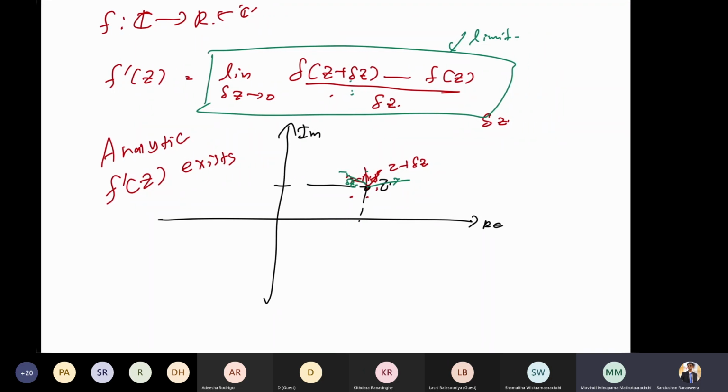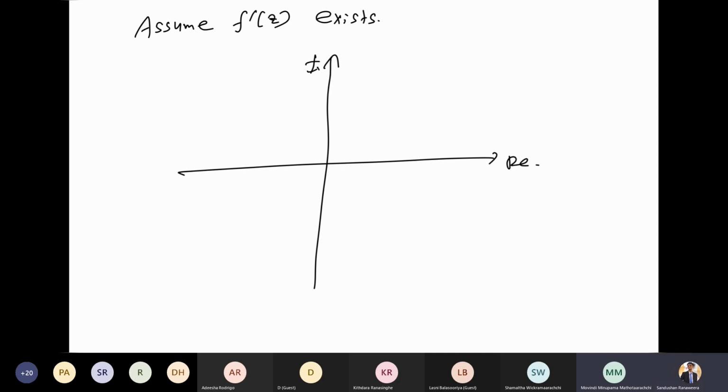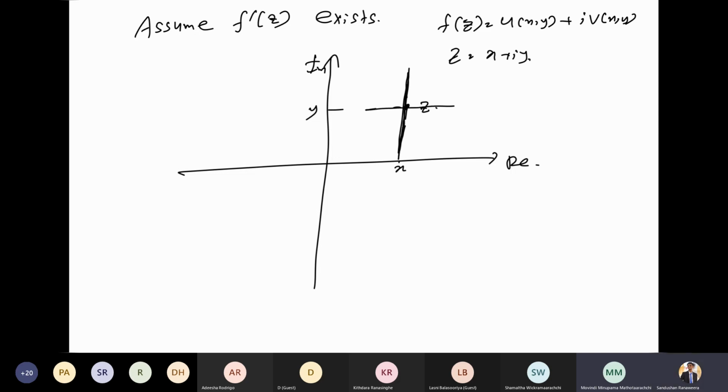So what we are going to do is use a trick. We assume f'(c) exists. Then what will happen? Now look. I take my complex plane. I got my z. Let's say f(z) is something like u(x,y) plus i v(x,y), where u and v are the real part and imaginary part. So my z is x plus iy. Then I first consider moving in only this direction, and this direction, these two perpendicular directions.